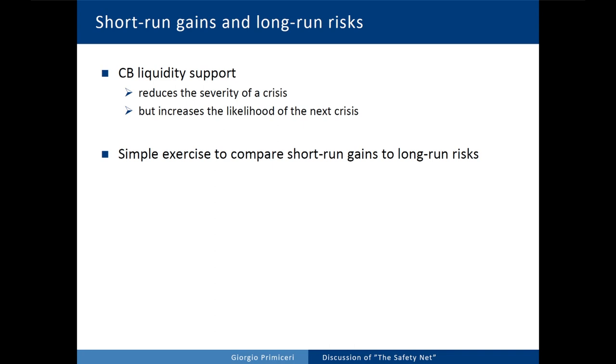Remember that the paper estimates that central bank liquidity support today in the current crisis reduces the severity of the recession in the current crisis, but makes the next crisis more likely. And so can we compare these two things? When we look at a time span of about, say, 20 or 25 years, who's better off? The country in which the central bank intervenes today or the country in which the central bank decides not to intervene? Of course, this depends on parameter values. For example, one key parameter is how severe the next crisis is going to be, okay?